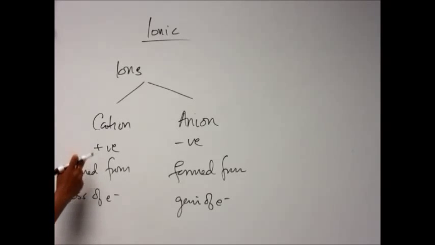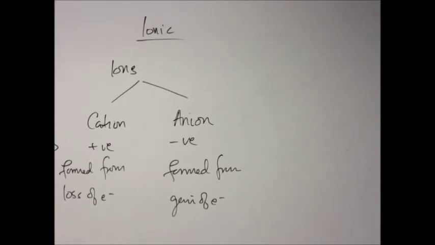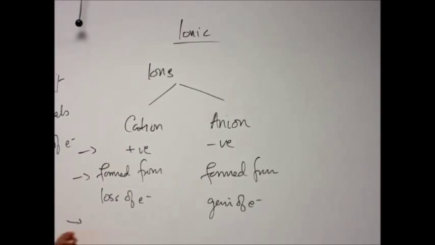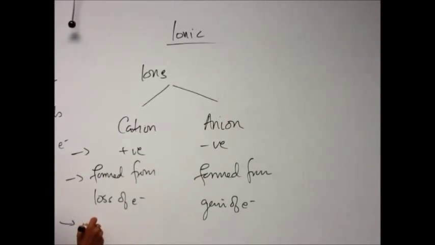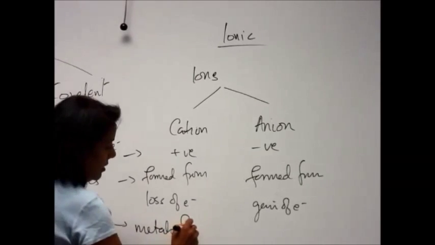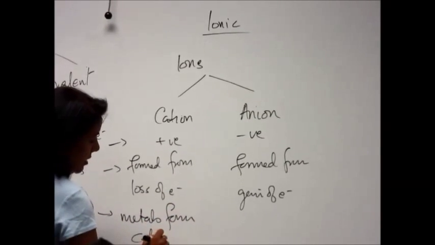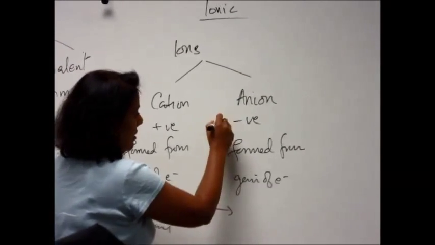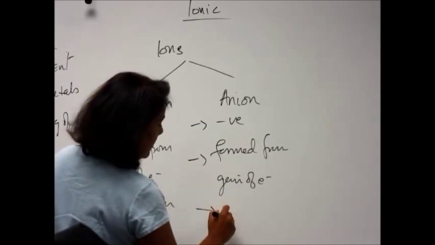All right, so you have positive, loss of electrons. And the third important thing about cation is that metals form cations, whereas non-metals form anions.